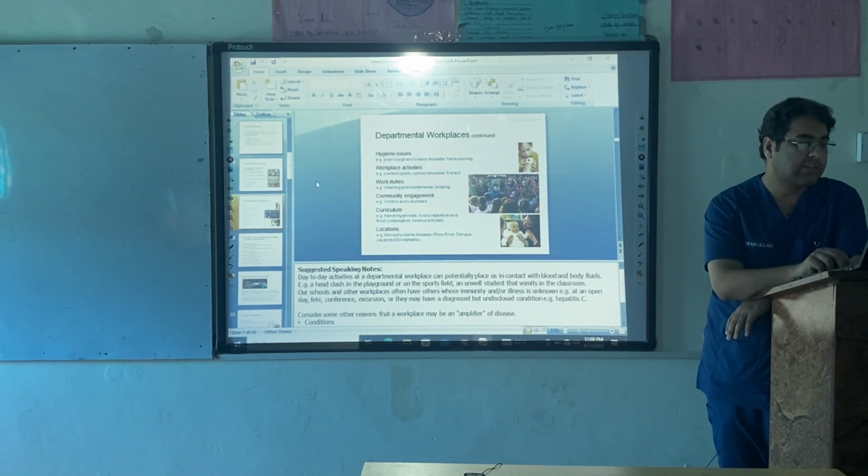Similarly, workplace activities are important. You should know about contact sports, special education and first aid, work duties, for example cleaning, maintenance and toileting, community engagement, for example visitors and volunteers, curriculum, for example handling animals, food preparation and food consumption, science activities. Locations matter too, for example mosquito-borne diseases such as Ross River and dengue, and Japanese encephalitis.